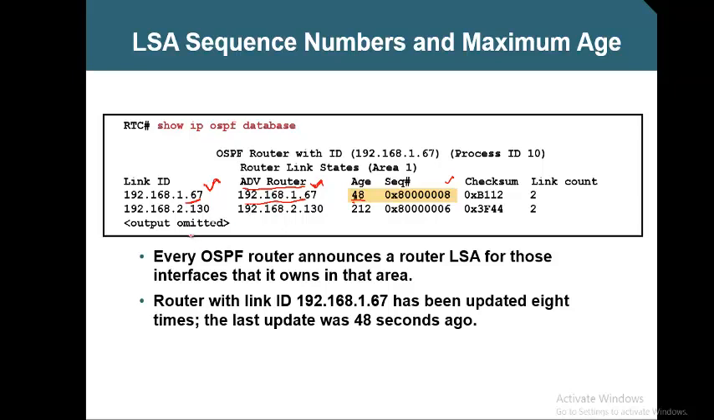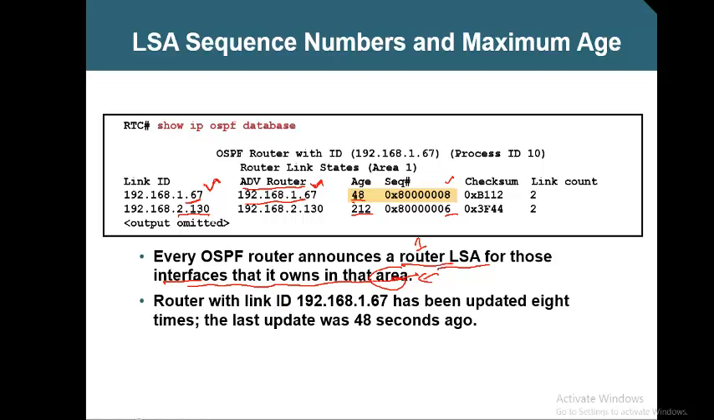Right, so here we see another one. 192.168.2.130 was advertised 212 seconds ago. It was the 6th update. So every OSPF router announces the router LSAs for those interfaces that it owns in that area. What is a router LSA? Type 1 LSA. We have spoken about it, and we'll talk again when we get there. The type 1 LSA is announced by every OSPF router for those interfaces that are in that area. So you know very well about type 1 LSAs within that area.